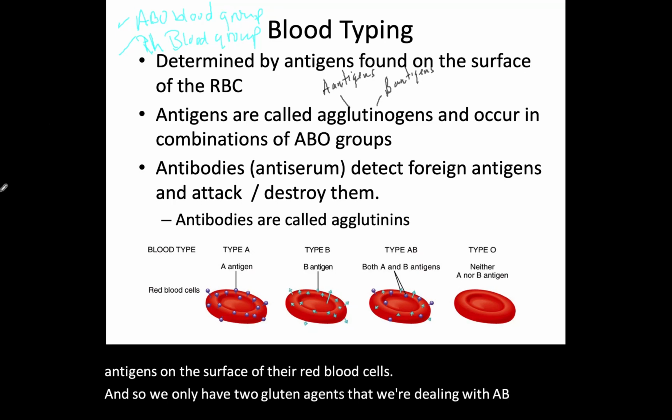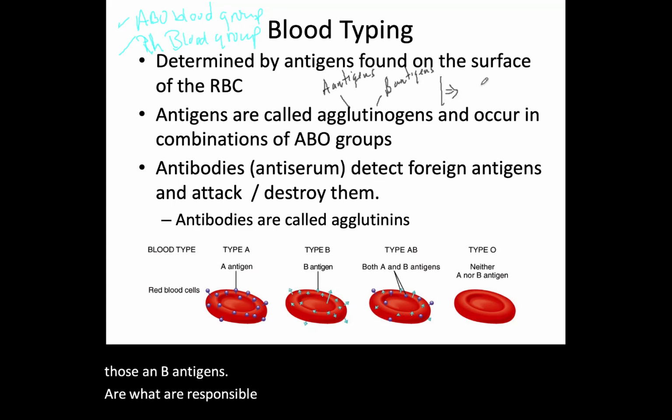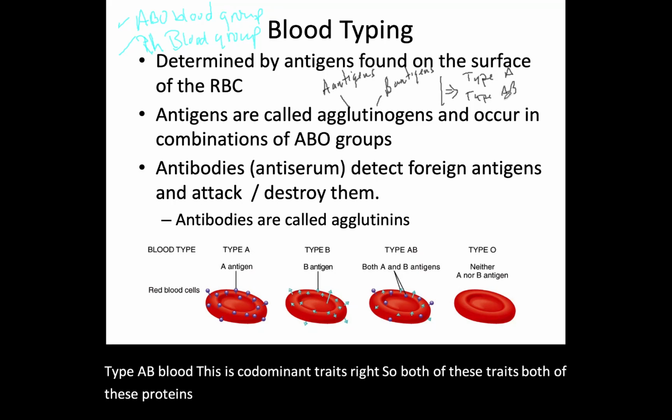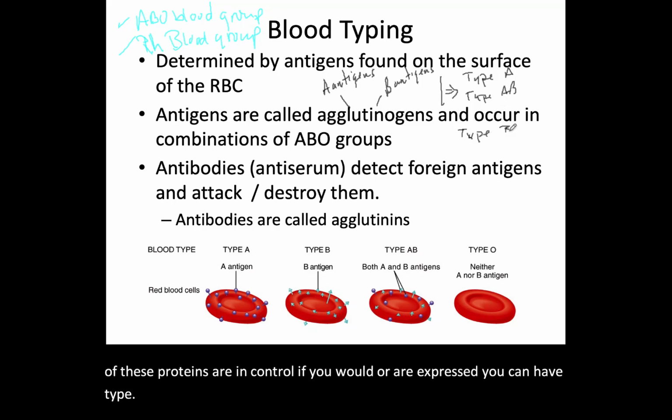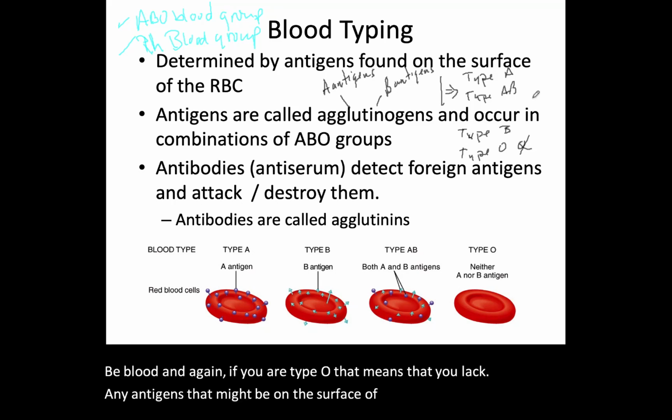And those A and B antigens are what are responsible for the production of type A blood, type AB blood. This is a codominant trait. All right, so both of these traits, both of these proteins, are in control, if you would, or are expressed. All right, you can have type B blood. And again, if you are type O, that means that you lack any antigens that might be on the surface of the red blood cell.